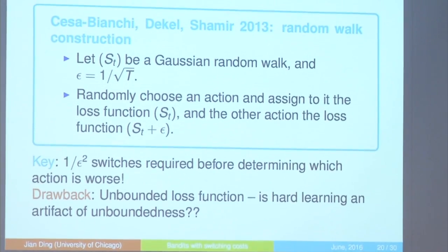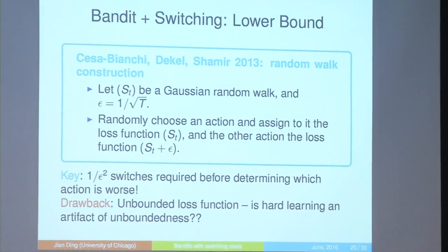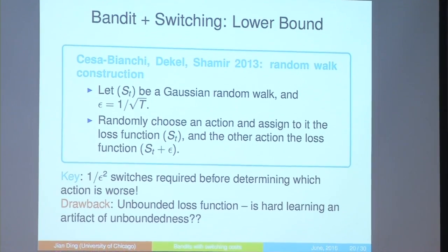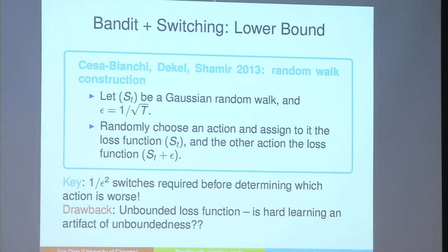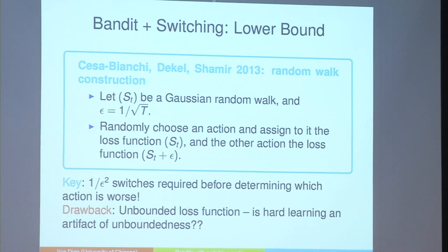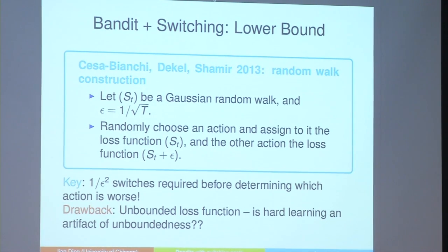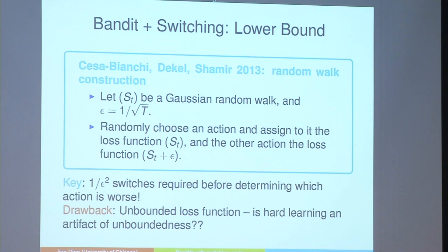The disadvantage of this proof is that the loss function is unbounded, which is kind of unnatural. Also, theoretically, it's not clear whether this truly suggests that t to the 2/3 is the real lower bound, or whether this t to the 2/3 is an artifact, a consequence of the unbounded loss function. And actually, the authors who wrote this paper, it's not clear about that either. Well, I know this because there's a non-empty overlap of the authors for these two papers.